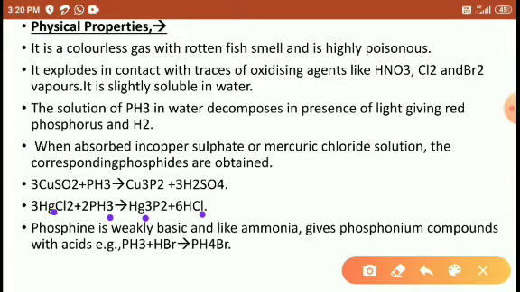It means any metal reacting with phosphine forms the respective phosphide. And phosphine is weakly basic in nature, like ammonia. It gives a phosphonium compound with acid. Acid HBr reacts with phosphine to form phosphonium bromide.